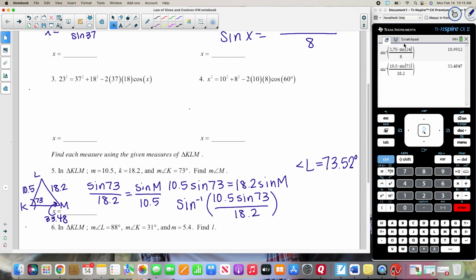And then if I wanted to find little l, I would do what? If you find the equation for L, it's the easy sign. You would have to set up a law of sines again. Okay?